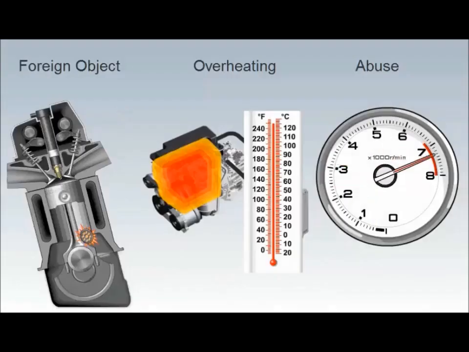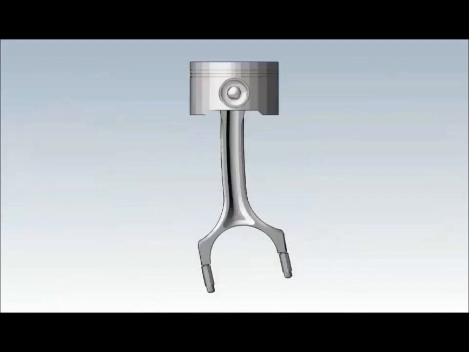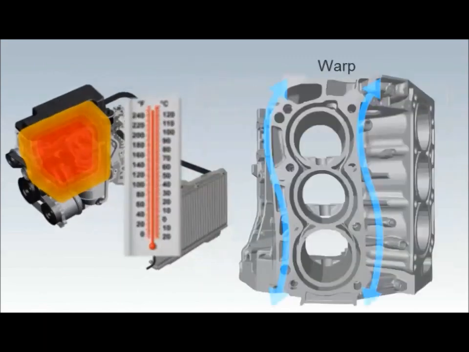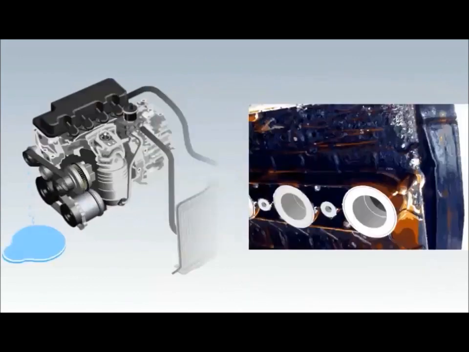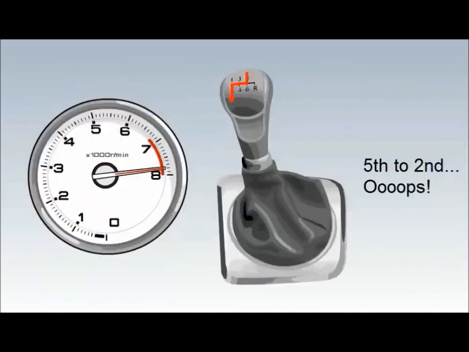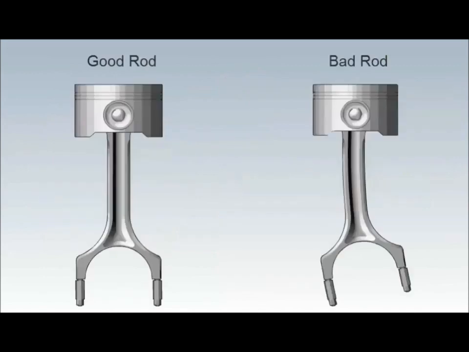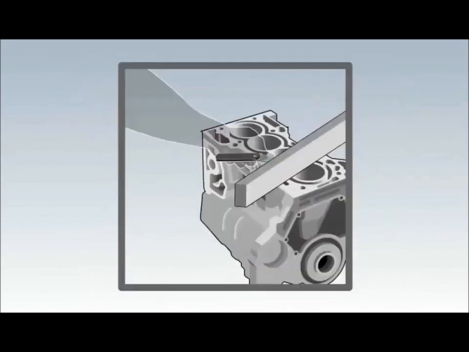Foreign objects, overheating, or abuse can bend and warp parts. Foreign objects tend to create obvious bends, while overheating tends to warp parts out of shape. Signs of overheating include coolant leaks or burned oil residue. Abuse usually means over-revving the engine, which often occurs due to missed shifts on manual transmission cars. To check for bending, compare parts to a known good part and confirm that machined surfaces are flat and square.